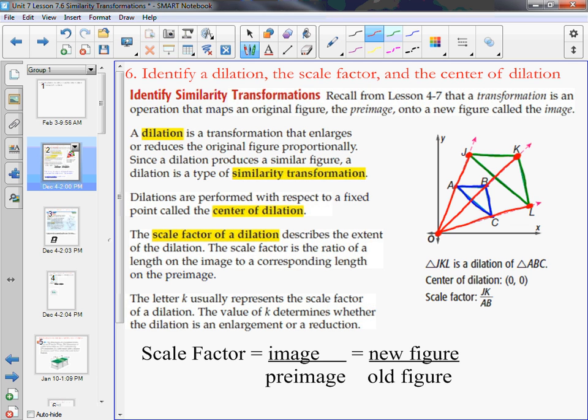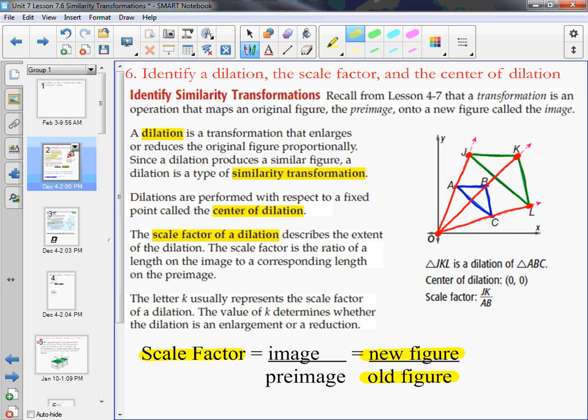We're used to the idea of scale factor. What you have to know for a dilation is this, that when you make the scale factor, you always put the new figure lengths as your numerator and the old figure lengths as your denominator. It always works that way. You always put the lengths of the new figure on top, and then the length from the old figure that corresponds to it goes on the bottom. It's got to be that way.